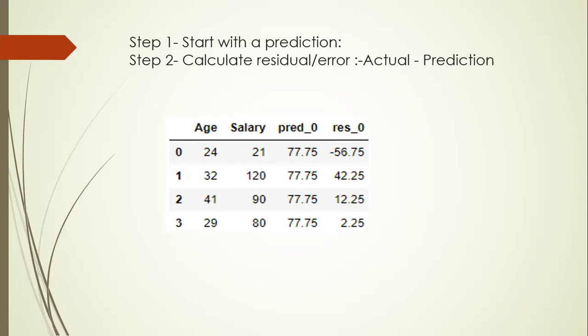Then it will be sent forward to the second learner. The second learner will take the age column and the residual. Just forget about the other two columns now. It will take the age column and the residual and try to do the prediction.